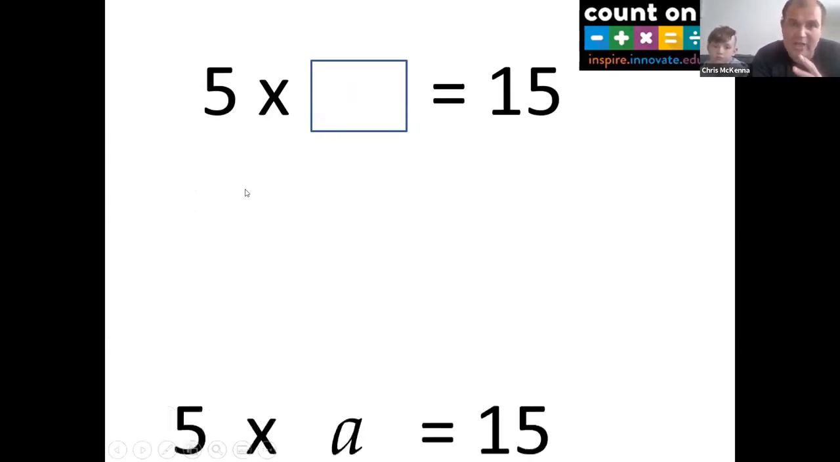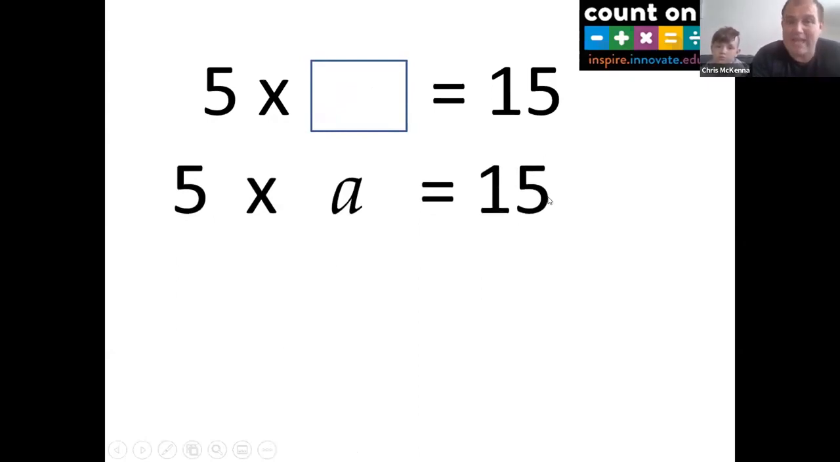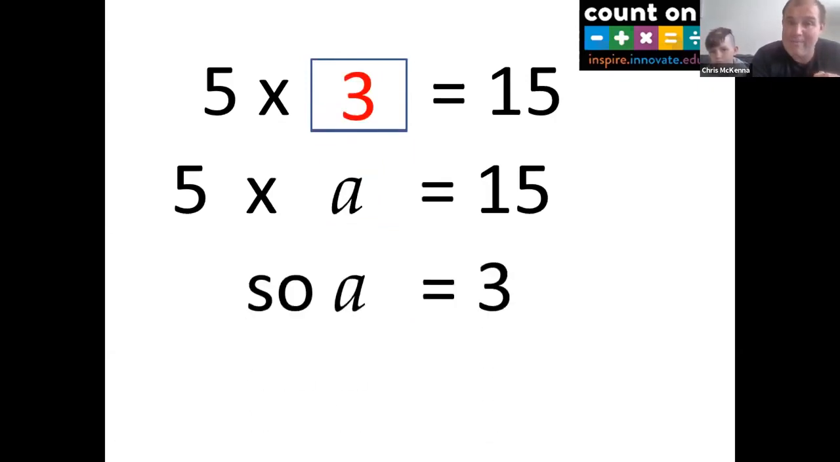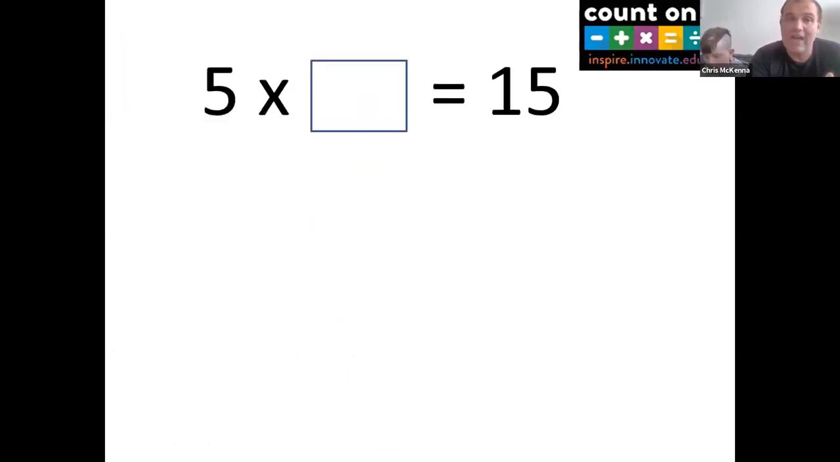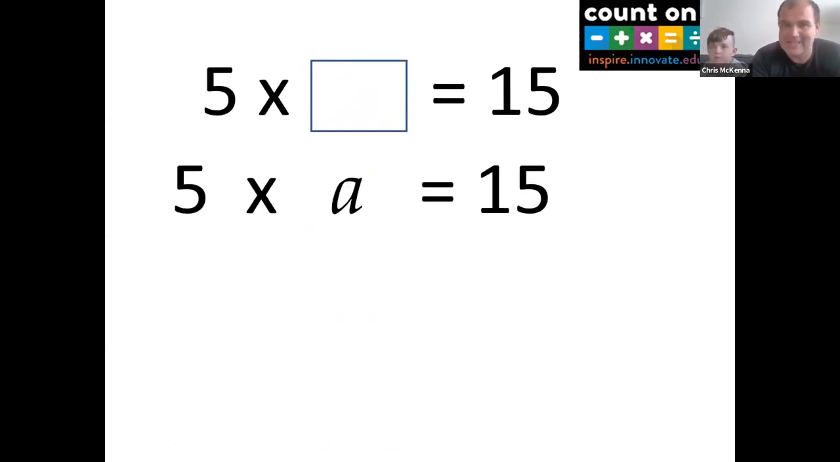That's straightforward, isn't it? Same here. 5 times a equals 15. We're solving the exact same problem, where a stands for a number, and you know that 5 times 3 is 15, so a must equal 3. So that's you solving an algebraic equation. If you can solve that, then you can solve an algebraic equation. Nice and easy.